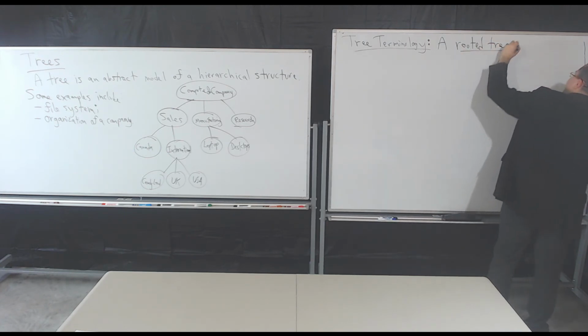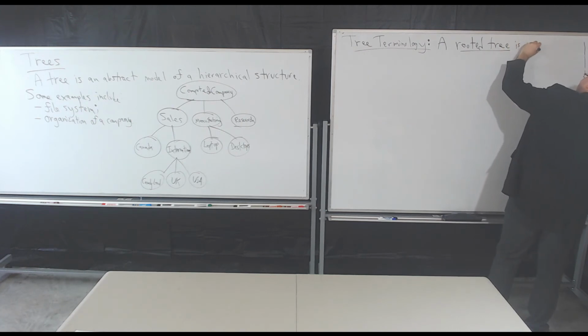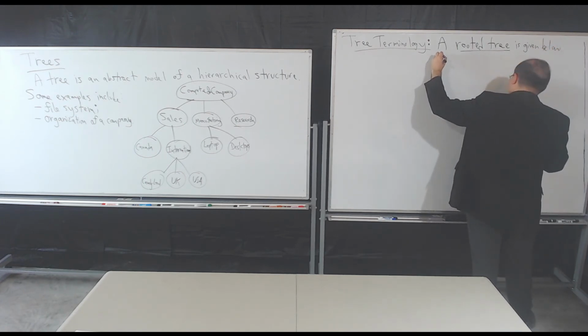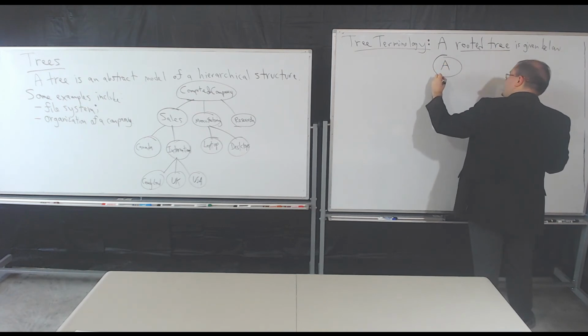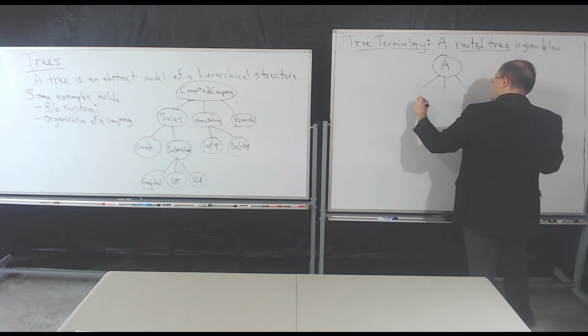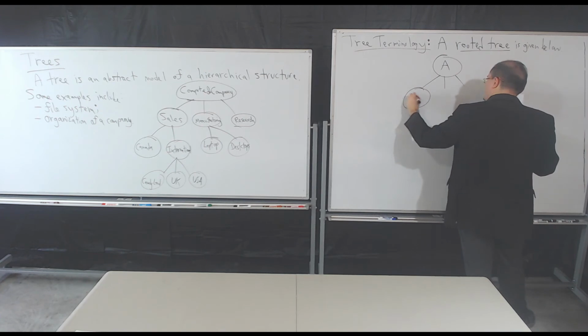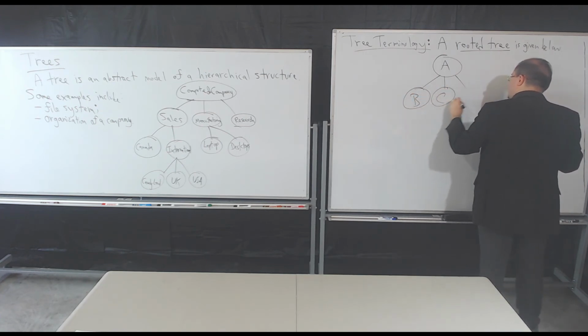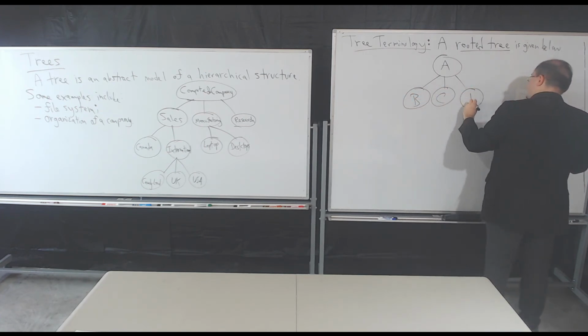A rooted tree is given below. So I'm going to draw you a rooted tree. It's going to look like this. I'm going to have A here. It's going to have 3 coming off here: B, C, and D.